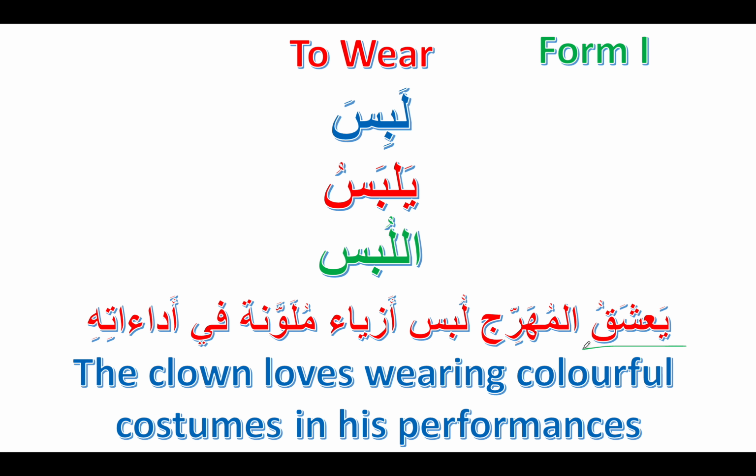So let's break it down. Our verb, form 1, عشق يعشق. المهرج, the clown. Oh, by the way, sorry. عشق يعشق, it means to adore or to love something. لبس, مصدر, wearing. أزياء, this is the plural of زي, which means a costume or a uniform. So singular is زي, plural أزياء. ملونة, colorful. أداء is performance, plural أداءات.